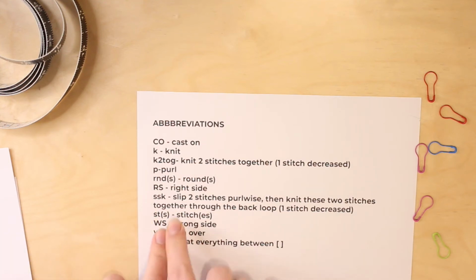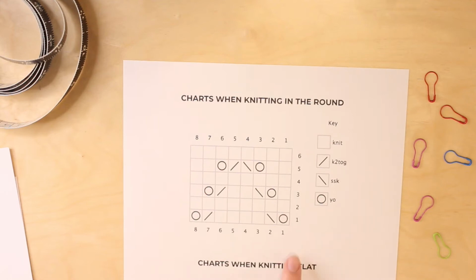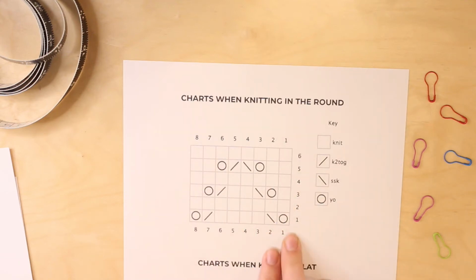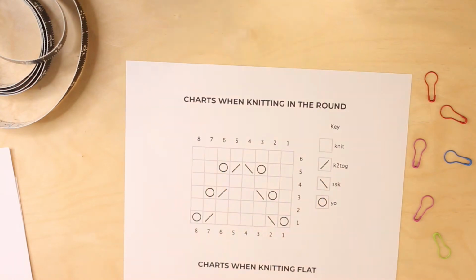you will be knitting. So when we're looking at charts, they'll be written for either knitting in the round or flat. We'll look at knitting in the round. So charts for knitting in the round will have the numbers on the bottom and on the side. When you're reading this chart, you're reading right to left. So you'll see the numbers start from the bottom. So the first row is the first row on the bottom, reading right to left, and then you'll keep going up one at a time.